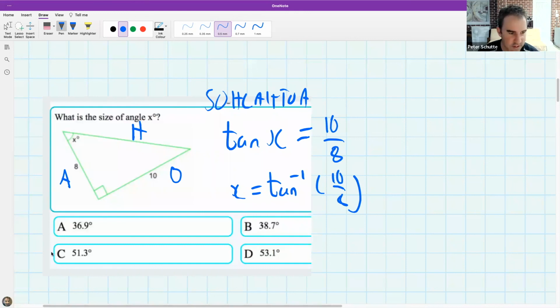What is your answer, guys? Correct. You get question C. You get 51.3. And so the answer is C.